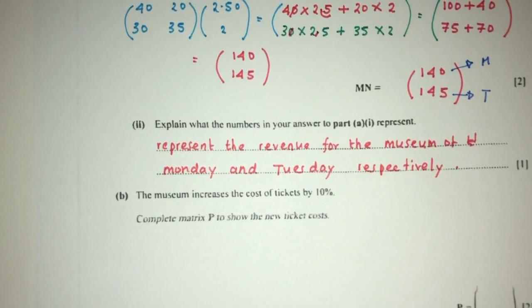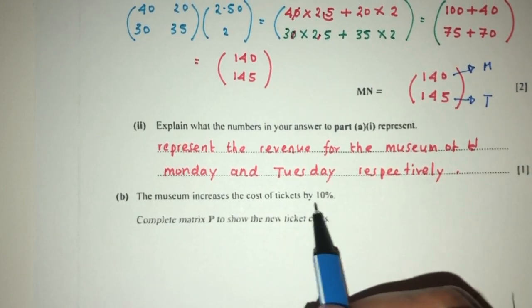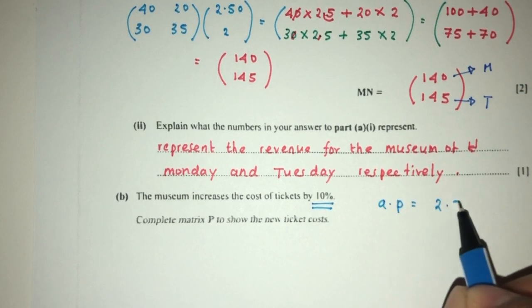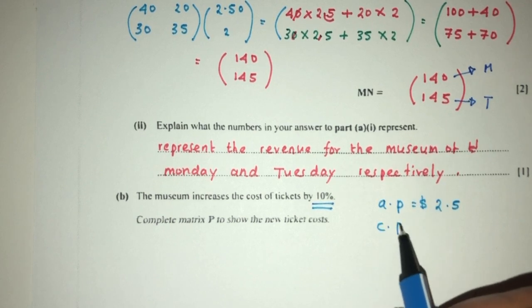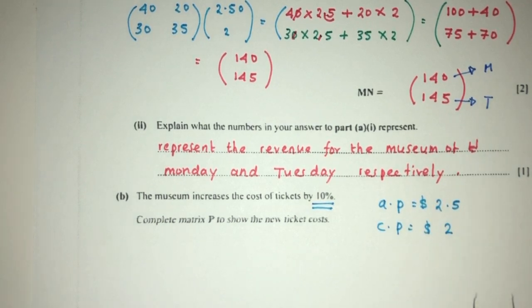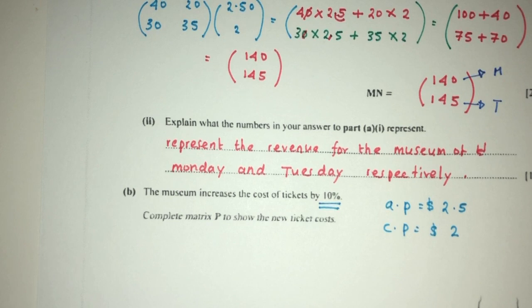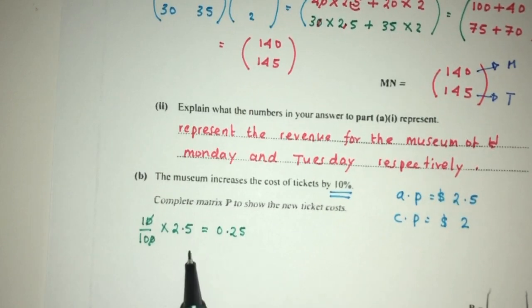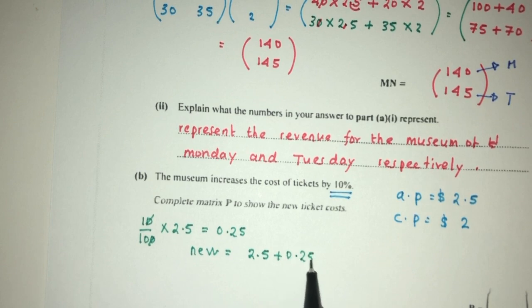Now on part B, the museum increases the cost of the tickets by 10%. At first the price was what? Adult price was 2.5 and child price was $2. If you increase by 10%, we have to find the new price. So pretty easy. I think I will do this the easier way. 10% of the adult price is how much? It is 0.25. That was the increase. So the new price will be initial price plus increase. That will be 2.75. That's the new price for adults.